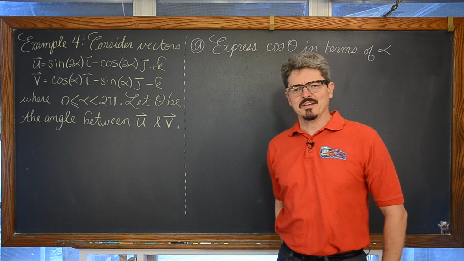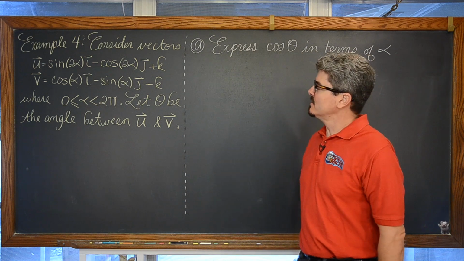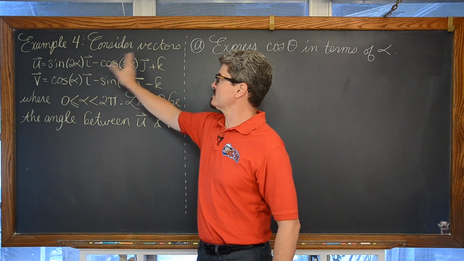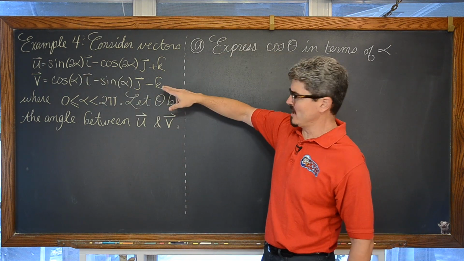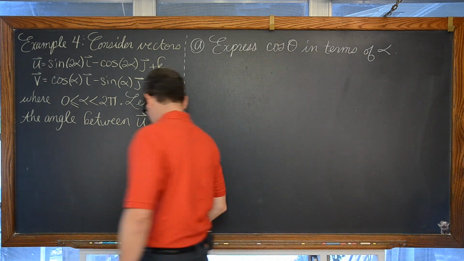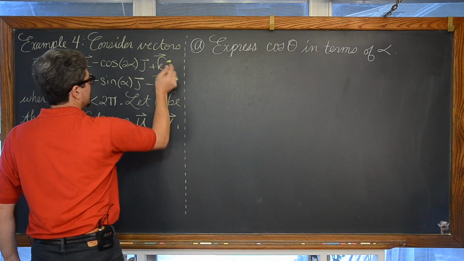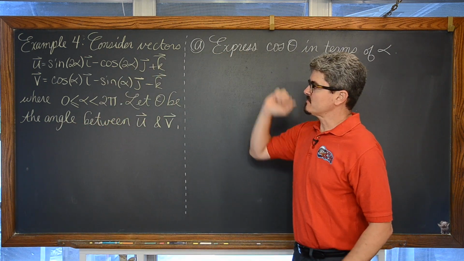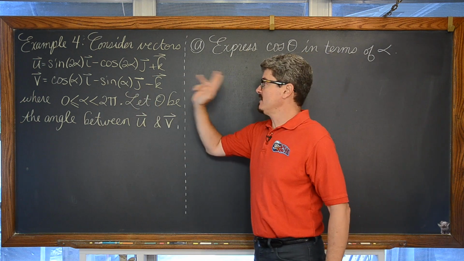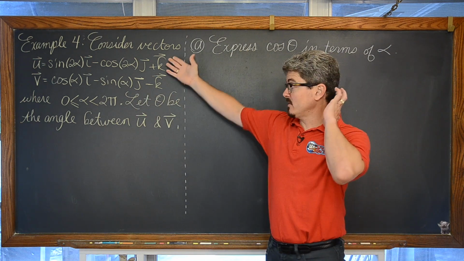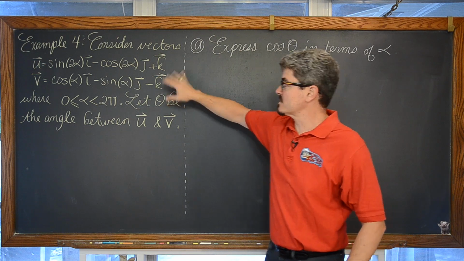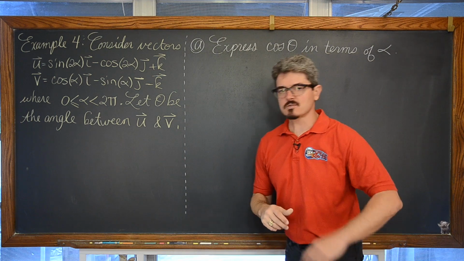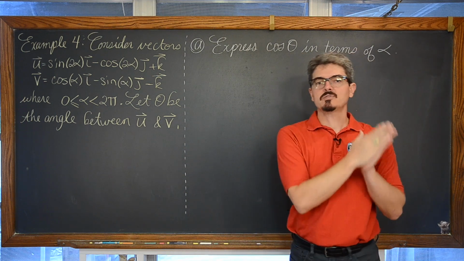It's the last example. Consider the vectors u, which is equal to the sine of 2 alpha times vector i minus the cosine of 2 alpha times vector j, plus vector k, and vector v is the cosine of alpha times vector i minus the sine of alpha times vector j minus vector k. Of course, this is just written in component form, where you have the sum of your component vectors along the x, y, and z axis. Just trying to write it differently for each of my examples. Get used to the notation.